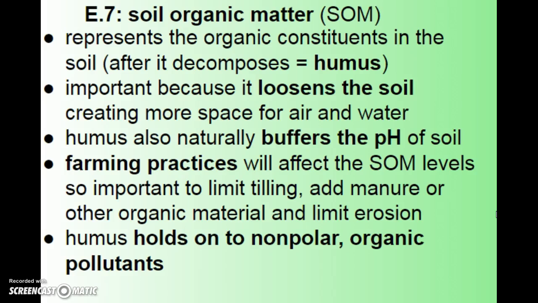So humus will naturally buffer the pH of soil, and unfortunately farming practices tend to affect the SOM levels in a negative way. So it's important to limit the tilling, to add manure, other organic material, and do things to limit the erosion. And things they can do to limit the erosion is keep a tree line, not plow or till up things until the spring, leaving the corn stalks out there in the winter to help hold the soil down.